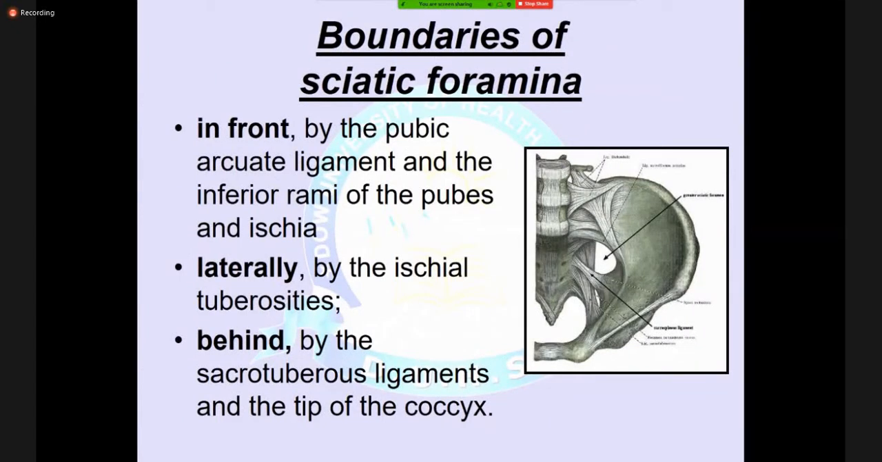So the sciatic foramina: in front we have the pubic ligament, the arcuate ligament, and the ramus of the pubic bone. Laterally we have the ischial tuberosities, and posteriorly we have the sacrotuberous and the sacrospinous ligaments attaching to the tip of the coccyx.